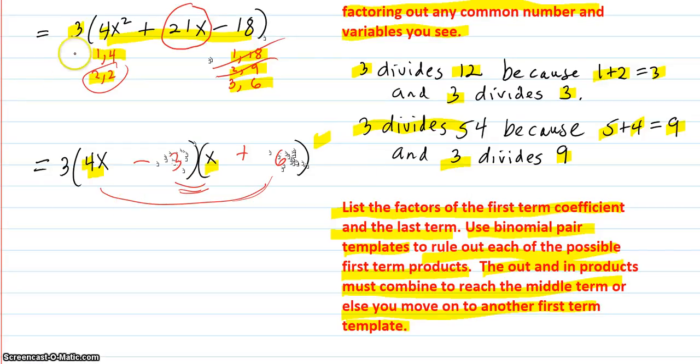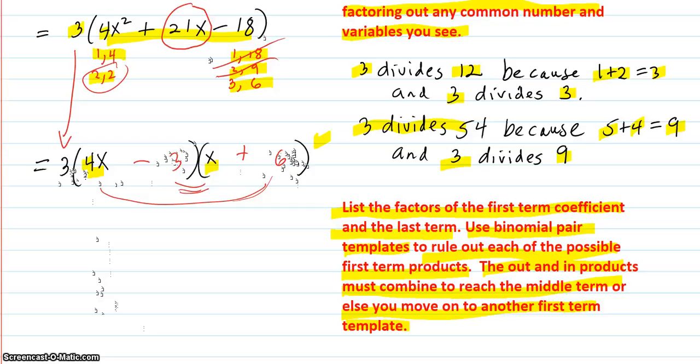Another thing is, don't forget this 3. A lot of times students forget to put the factored out GCF down in the final answer. Carry it through. No matter if you had to keep on going, you'd have the 3 there on every step. Don't just do the factoring step alone without the 3, because you're going to miss it.